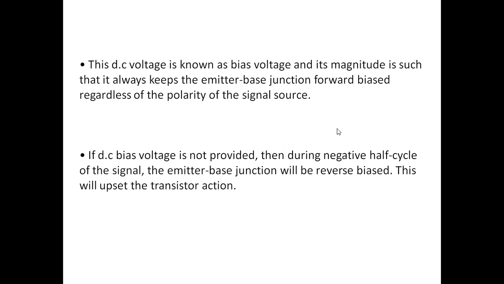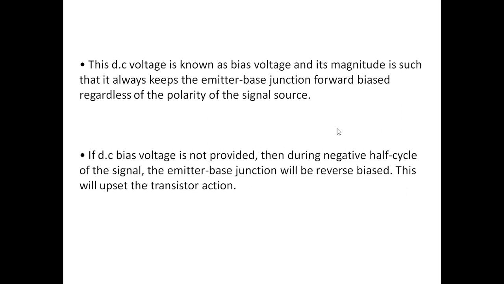We just discussed this. So what is the function of the DC voltage at the input side? To keep the emitter base junction, that is the input junction, in forward bias irrespective of the voltage signal Vs.